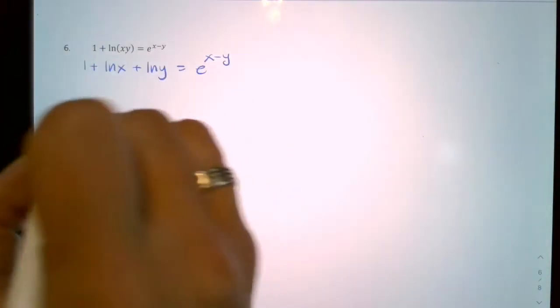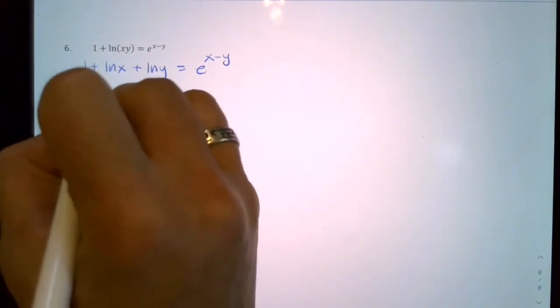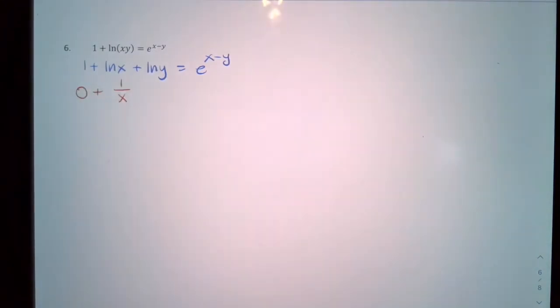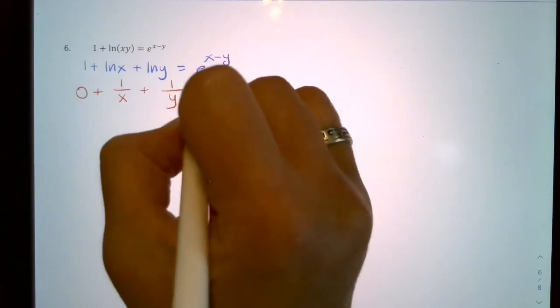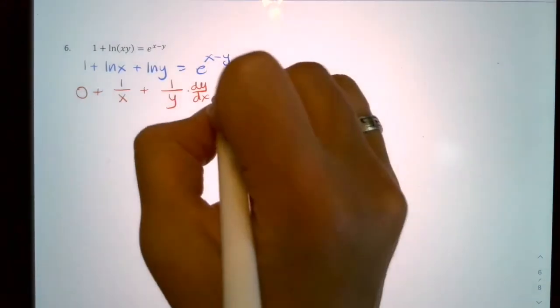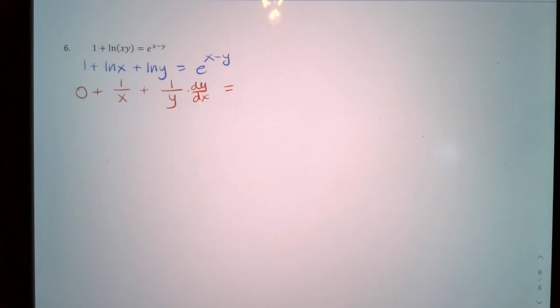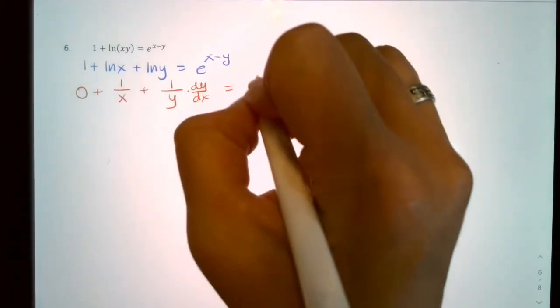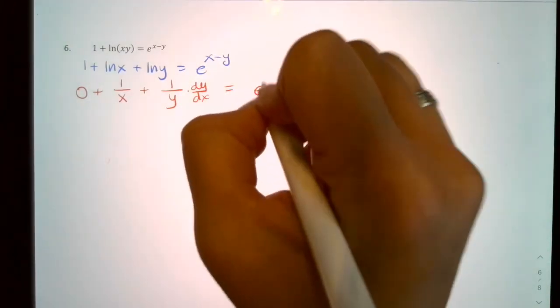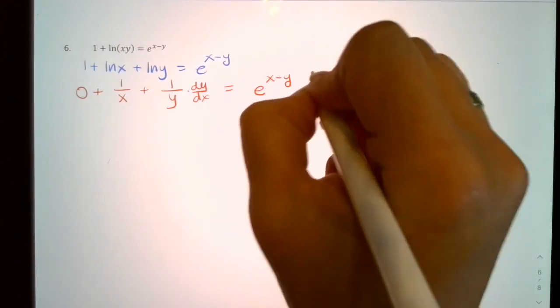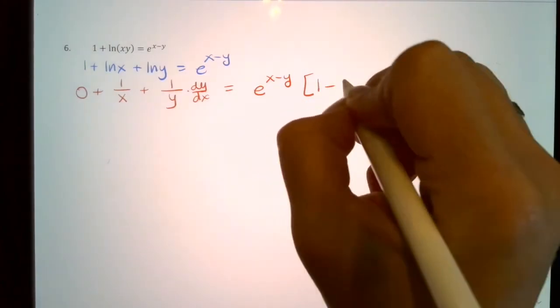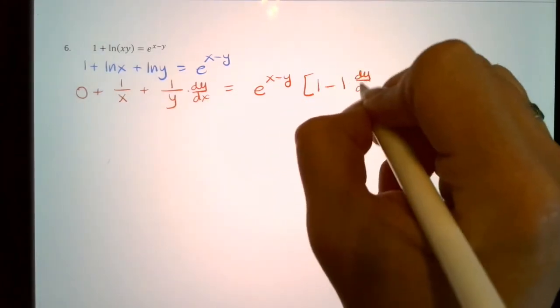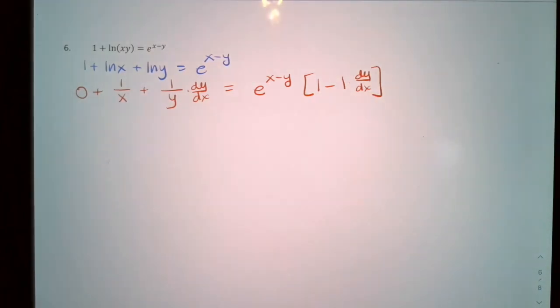So let's now finally say, okay, now I'm ready to take the derivative. The derivative of 1 is 0. The derivative of the natural log of x is 1 over x. The derivative of the natural log of y is 1 over y, and then I'm going to slap that dy/dx on it because it was a y variable. And then over here on the right-hand side, that's an exponential. The derivative of exponential base e is itself. I just have to make sure that I chain it. So the derivative of x is 1, and the derivative of y is 1, but I have to slap that dy/dx on it. There we are.